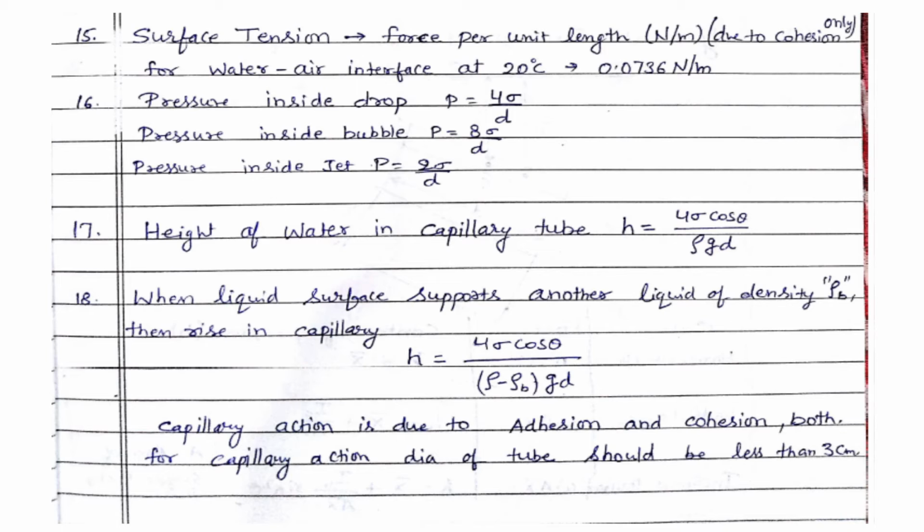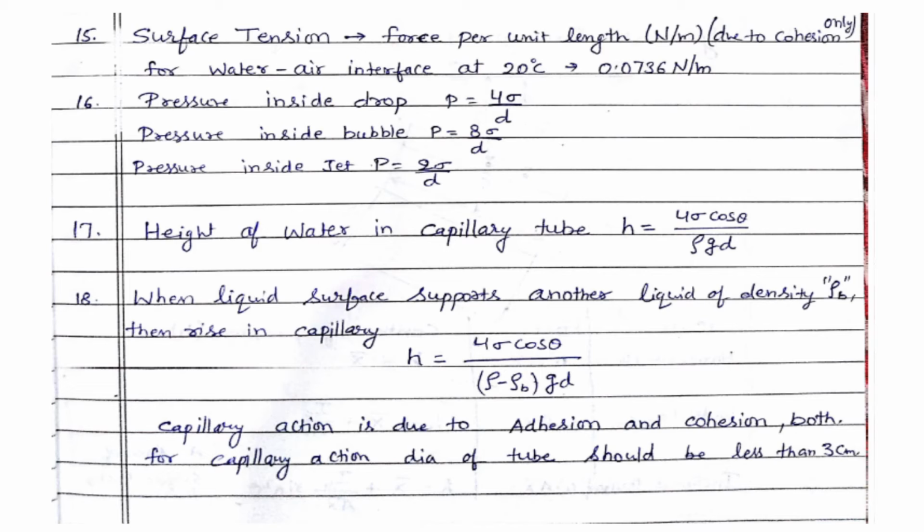Now the capillary rise. When a very fine diameter tube is immersed in a liquid, then there is a rise or fall in the tube, that is known as capillarity, and the tube is known as a capillary tube. This height of water, in terms of rise or fall, you can calculate with this simple formula: H is equal to 4 sigma cos theta divided by rho g D.